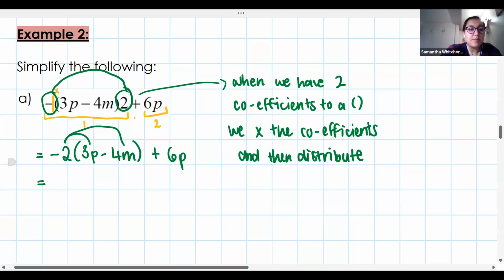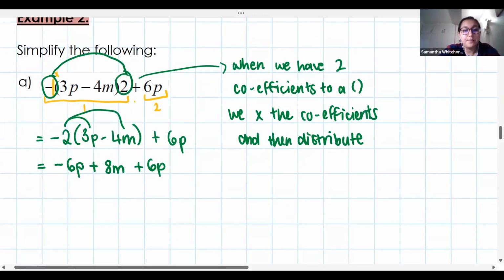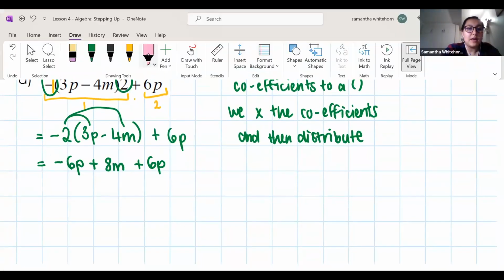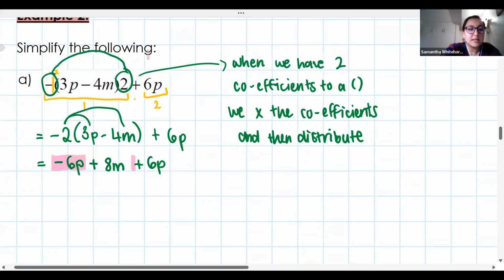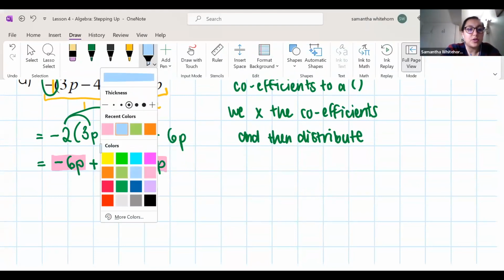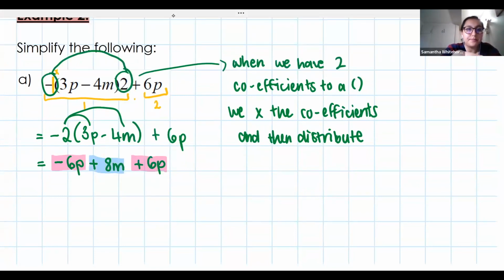-2 times 3p gives us -6p. -2 times -4m, a negative times a negative is a positive. 2 times 4, 8. And then we have our m. And then we've got that second term of 6p. Now I check for my like terms. So I see I've got a -6p and a +6p. And then as a completely separate group of terms, I've got my +8m.